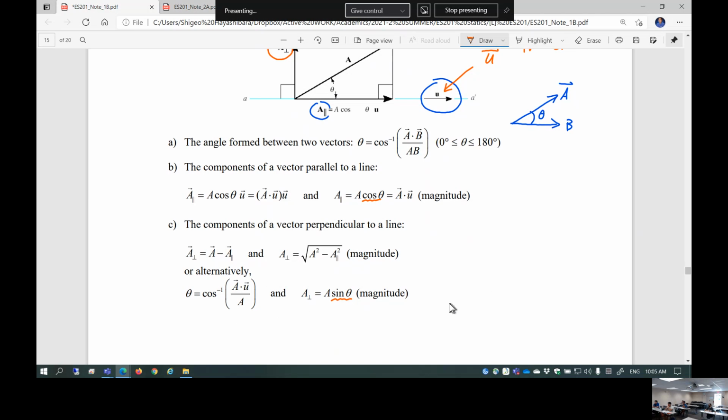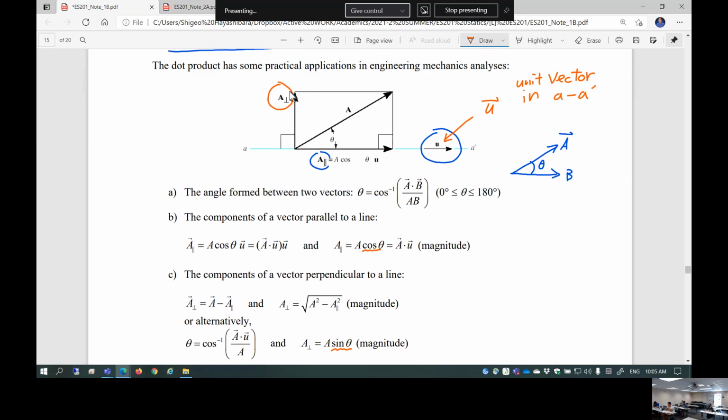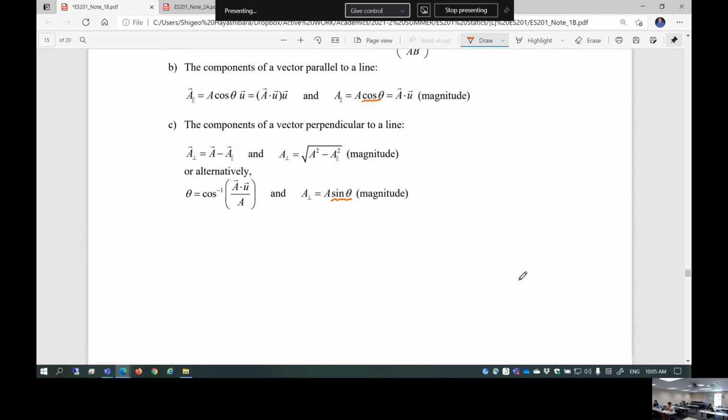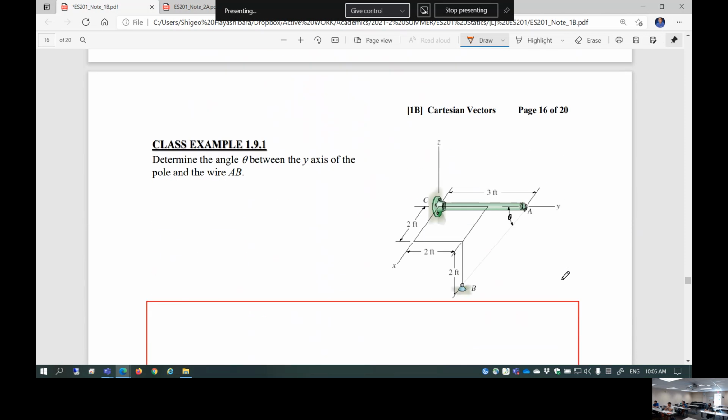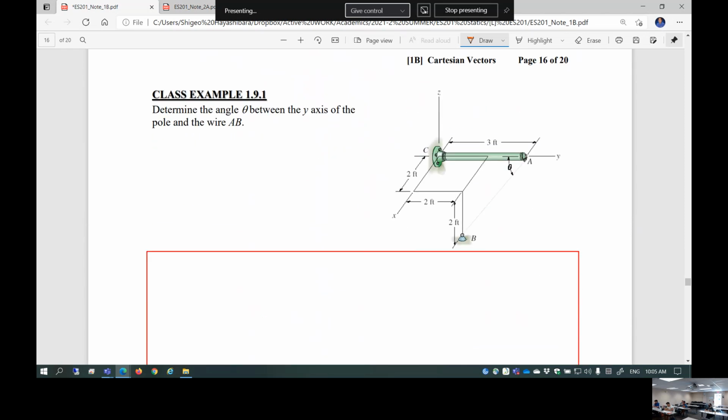Okay, that's magnitude. So for the magnitude of vector A, one component is parallel and one is perpendicular. The magnitude can be found by taking either cosine or sine. Of course, it's trigonometry. What I'm talking about, you know that. But one of them is, of course, the product. Having said that, those are very simple stuff. Let's start applying those things in class example 191.